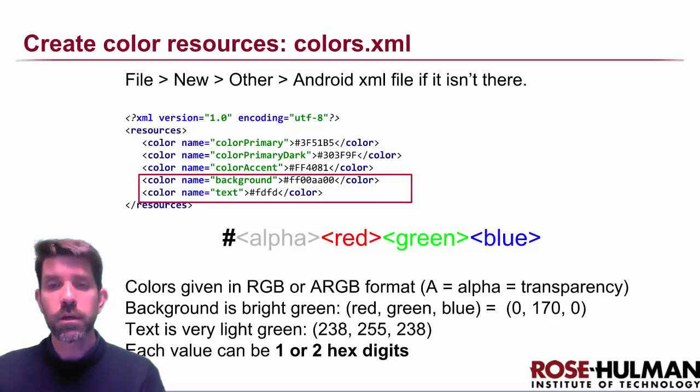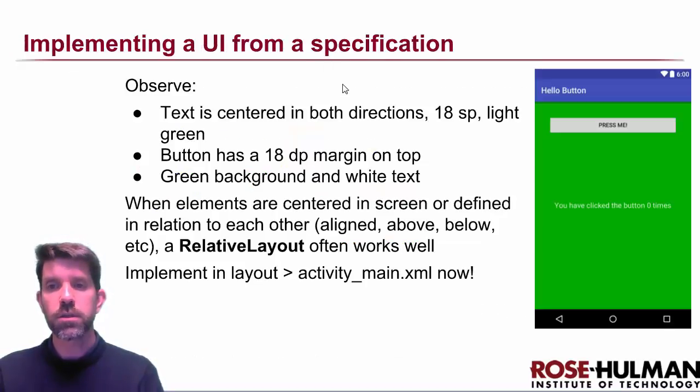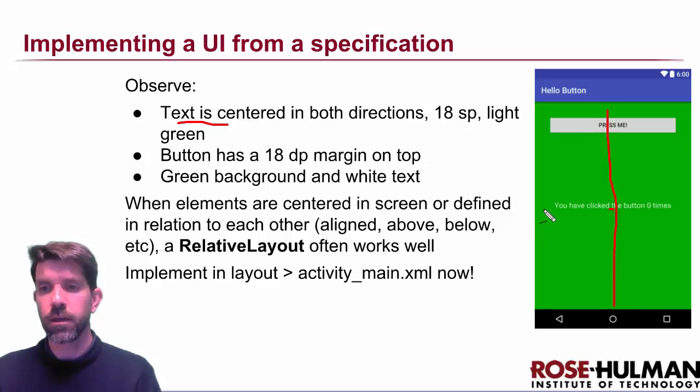All right, so once you've done that work, the next thing you want to do is think about how you're going to lay things out on the screen. Let me give you some requirements here. The first thing is that our message text is going to be centered in both directions, right? So the T here is right in the middle of the screen, going down, and then going across here. And it's pretty easy to do.